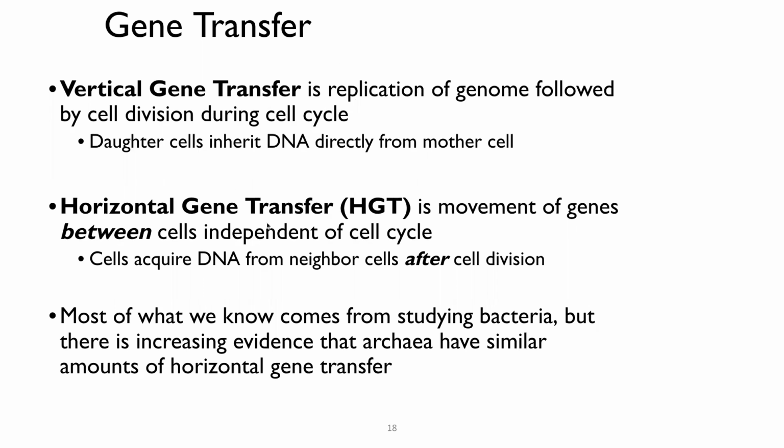Now, horizontal gene transfer is the movement of genes between cells independent of that cell cycle. The idea is that a cell can acquire DNA from the environment or its neighbors after it's done its cellular division. So no bacterial reproduction required. These are two types of gene transfer, but I'd like to make note: we're going to talk about horizontal gene transfer, and what we know about it is mostly from studying bacteria. But there is increasing evidence that archaea have similar amounts of transfer. Just to know, what we're going to be talking about was learned from bacteria.